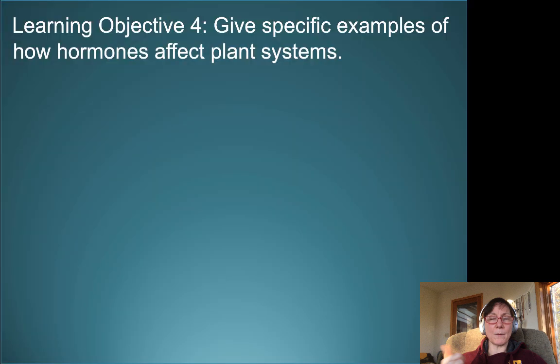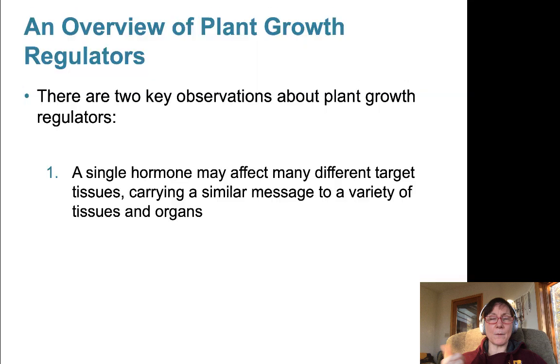So now let me try to dive into the plant aspect of this. So as I said earlier, most people seem to think that plants don't have hormones, but in fact they do, and they have some really interesting impacts to plant systems, but you can imagine that they work differently from animal systems. So let's go through a few examples.